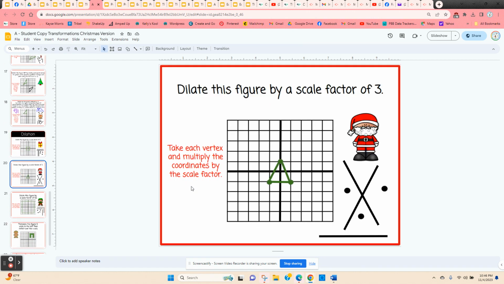Now they have a triangle. Again, they're going to take coordinates of each of the points. This time it's a scale factor of 3, so they have to multiply the coordinates by 3. And they're going to move the points into place and then use these 3 pieces to complete their triangle.